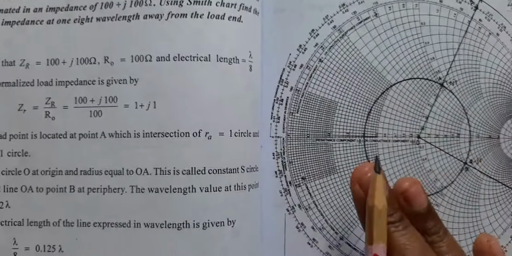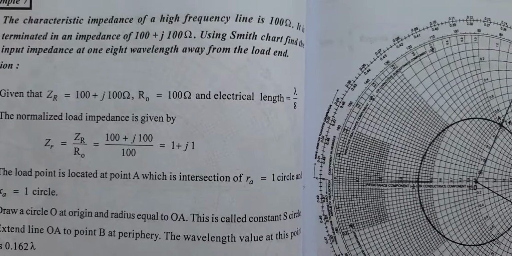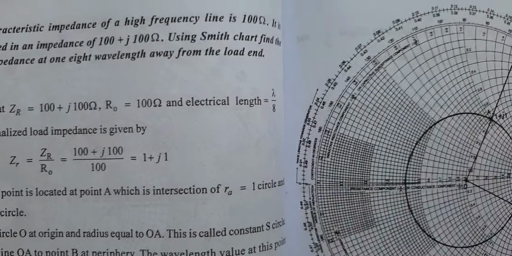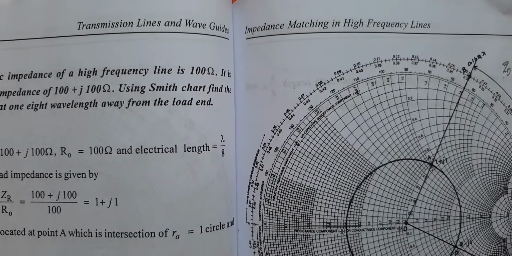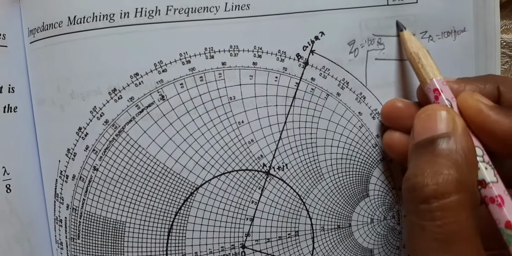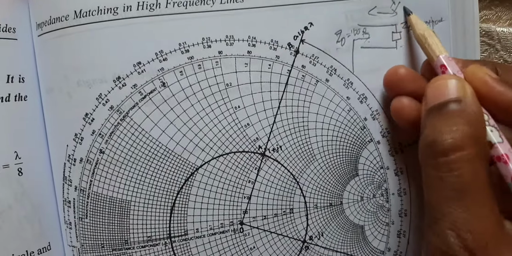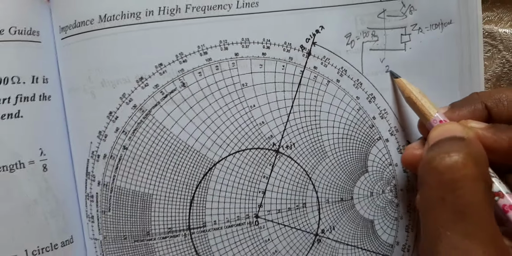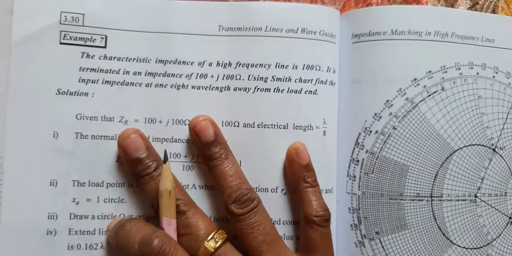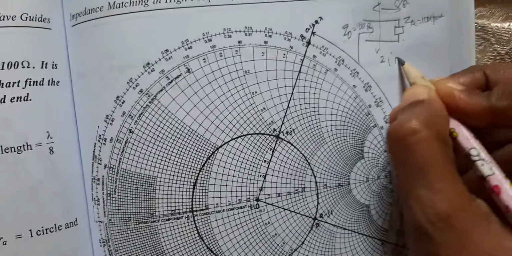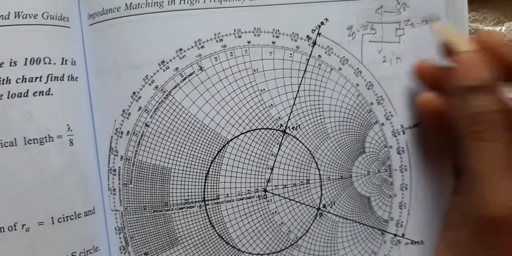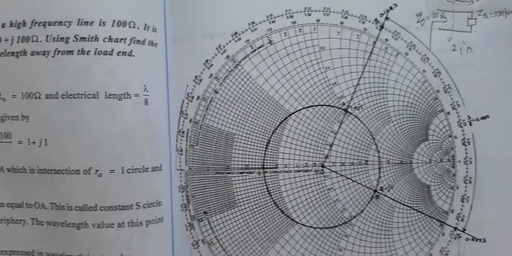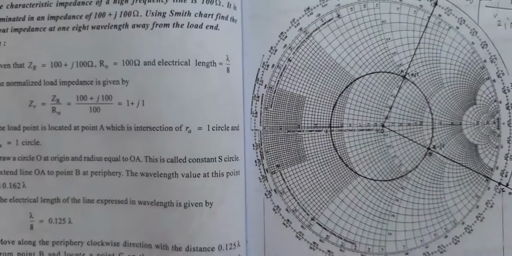Okay, Smith chart problems we have seen in the second unit for finding the input impedance. So here, using Smith chart you want to find the input impedance at 1/8 wavelength away from the load. So from the load, the distance is 1/8 wavelength. At this point you want to find the input impedance value, that is Zin, at lambda by 8 from the load, using Smith chart.